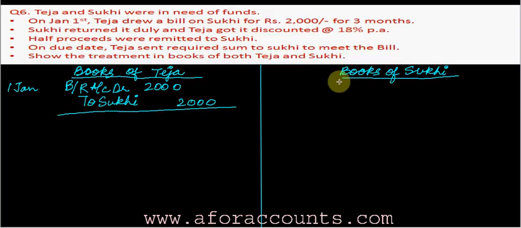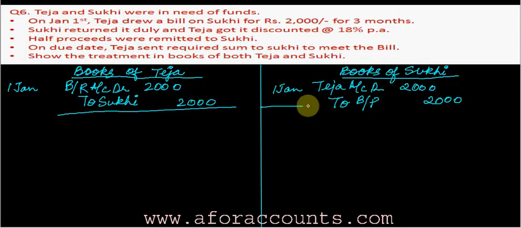Such entry we have done lots of entries, so by now you should know that in books of Sukhi, Teja account will be debited. Teja account debit 2000 on 1st January to bills payable. It is bill payable, and bill payable is always credited when it is made. So this has been done right now. Sukhi returned it duly and Teja got it discounted at the rate 18% per annum. Sukhi gave it to Teja and Teja got it discounted.